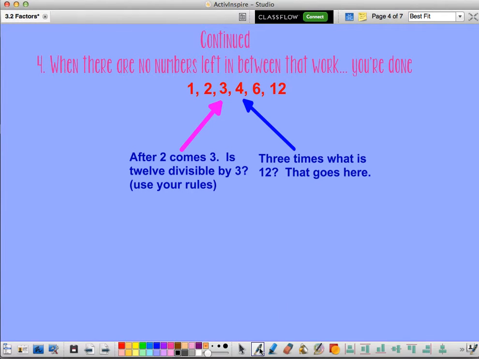Then, to show that they're factors, we put them in parentheses. If we don't put these in parentheses, it doesn't give us the indication that these are factors. Other than that, they're just a list of numbers.